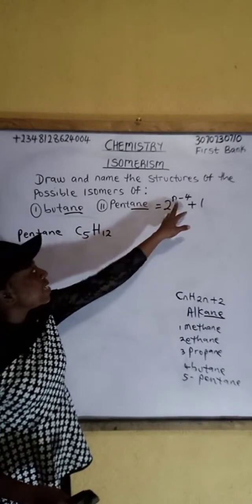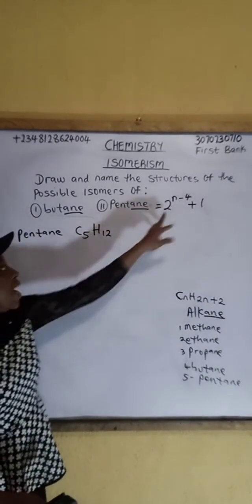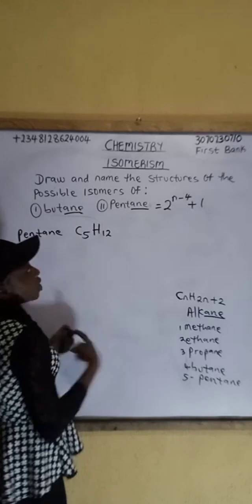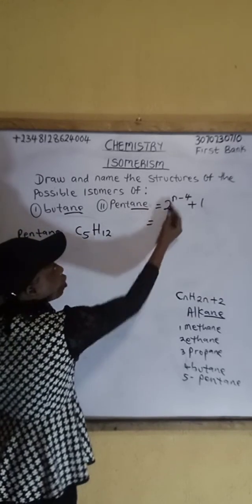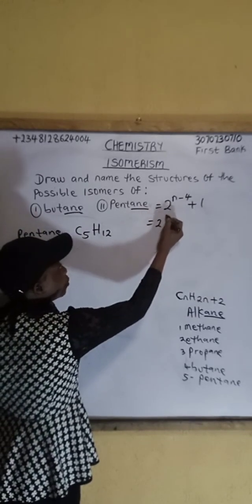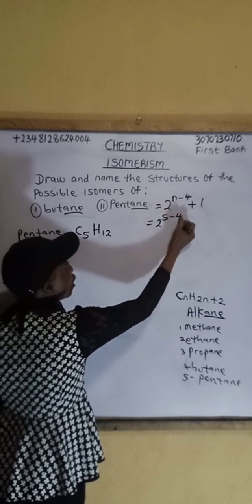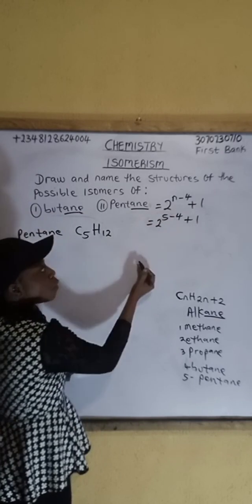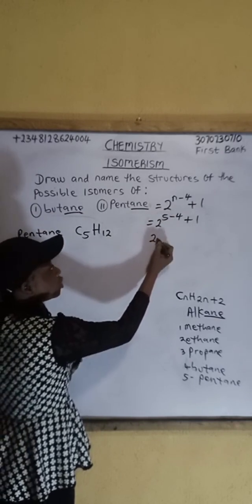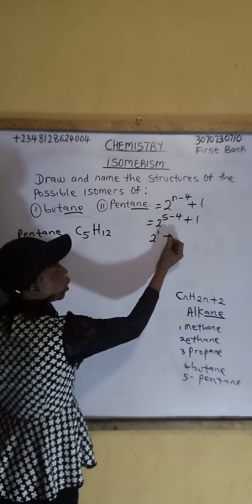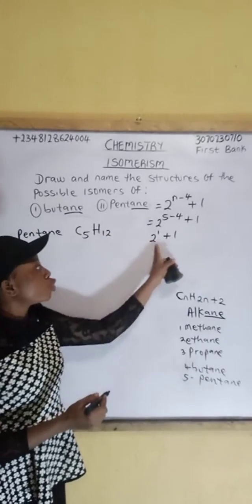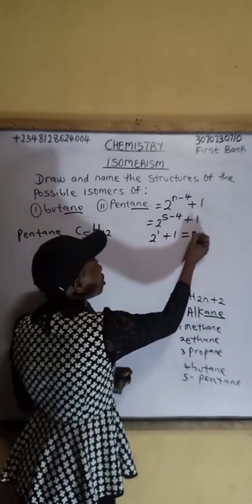Your n is the number of carbon atoms. We have 5 carbon atoms, so our n will be equal to 5. That will be 2 raised to power 5 minus 4, plus 1. 2 raised to power 5 minus 4 will give us 1. That will be 2 raised to power 1, then plus 1. 2 raised to power 1 is 2. So 2 plus 1 will be equal to 3.